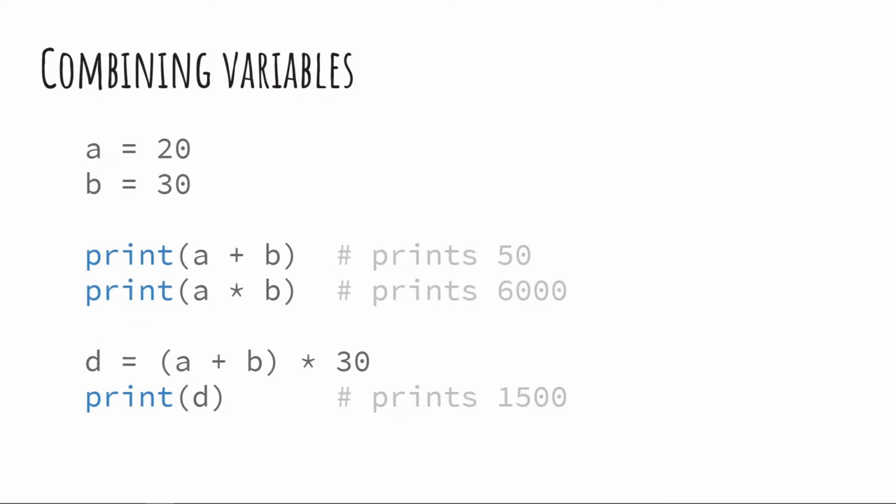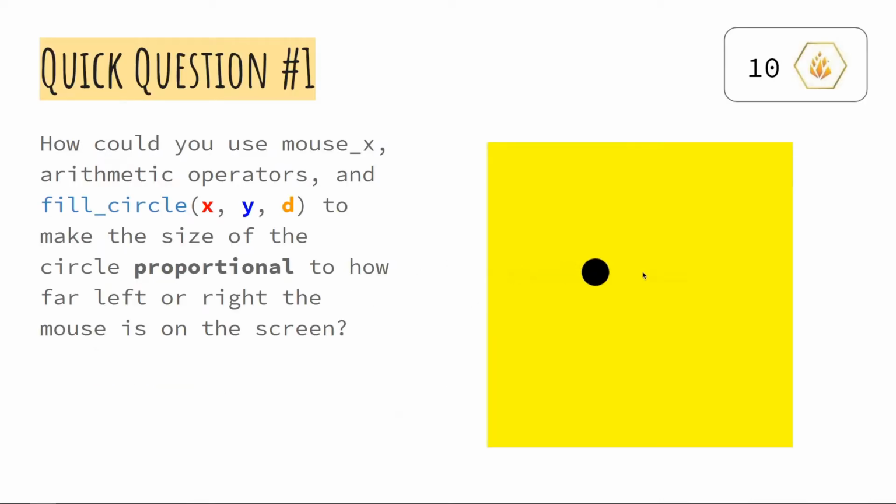Okay, we'll go back to the presentation. So quick question 1, answer in the chat. How could you use mouse X, arithmetic operators, and fill circle to make the size of the circle proportional to how far left or right the mouse is on the screen?